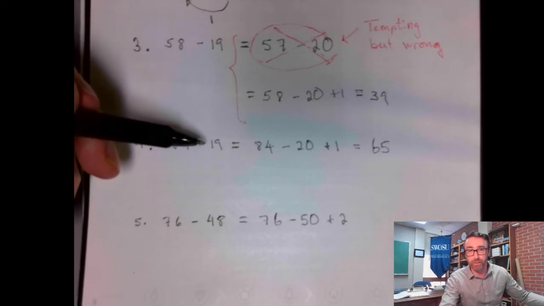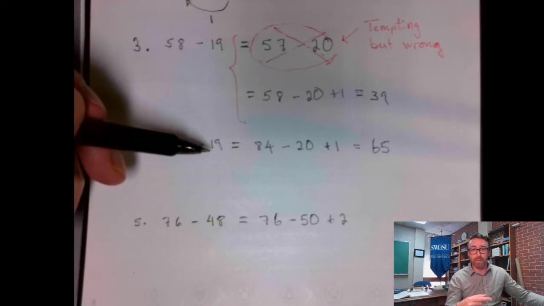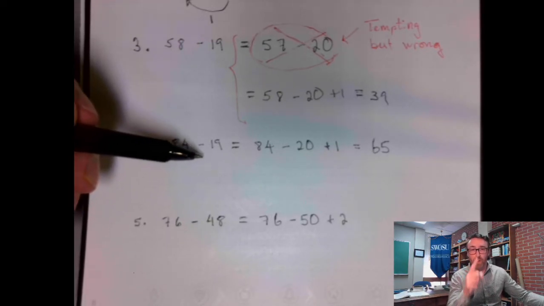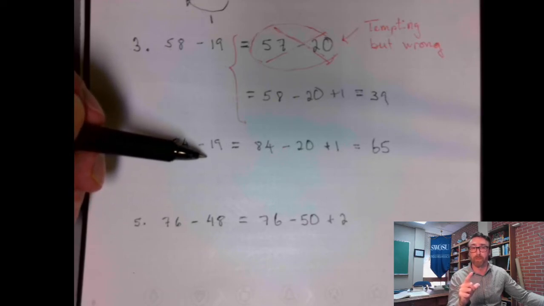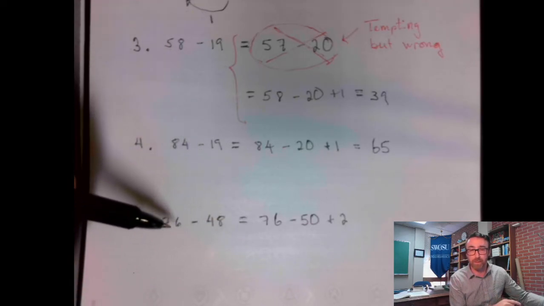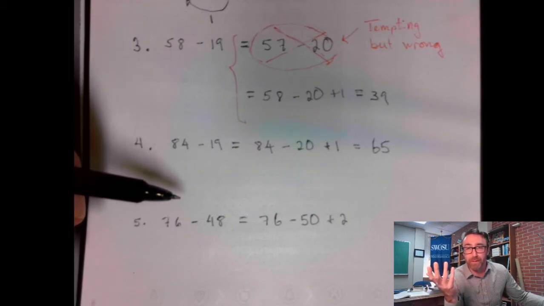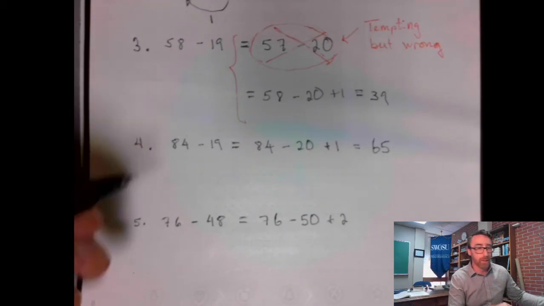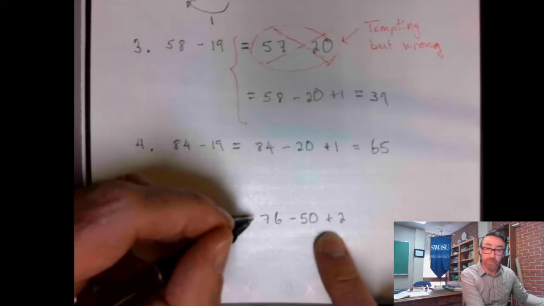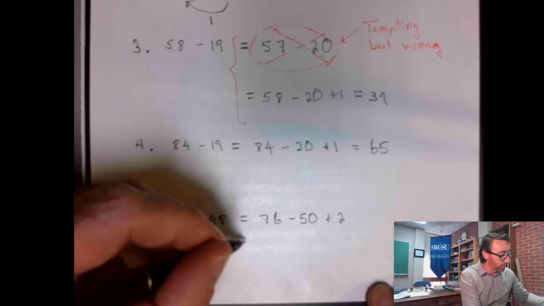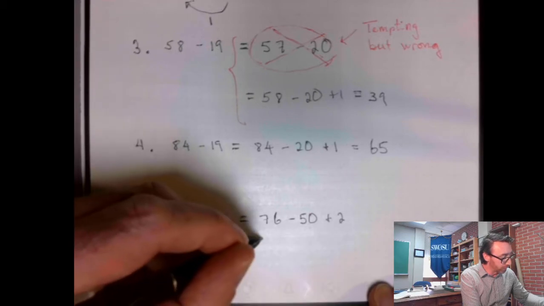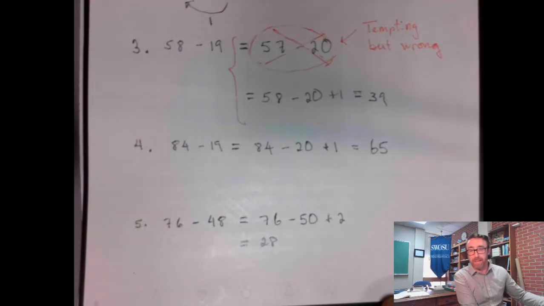The whole reason we took away 20 was that it makes it a one-digit subtraction problem. You want to do the same thing here. It's not going to make it any easier if you take away 49. If you're going to do that, you might as well just subtract the 48 right away. But if you subtract 50, 76 minus 50 is 26. Throw back the 2, and you get 28.